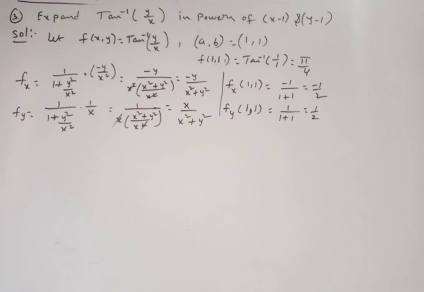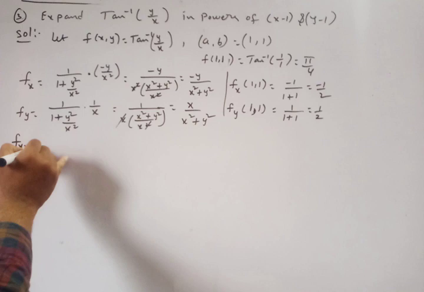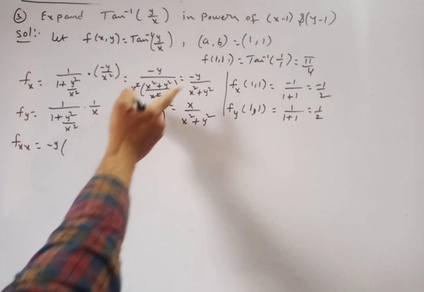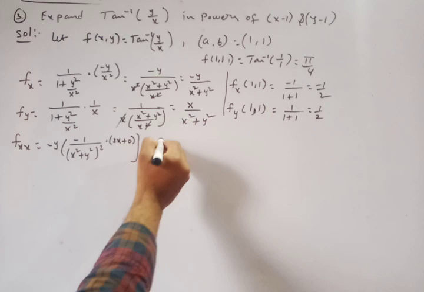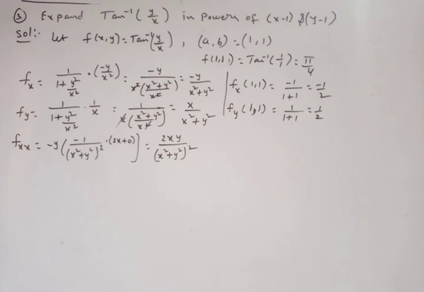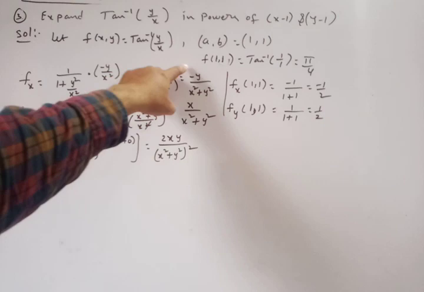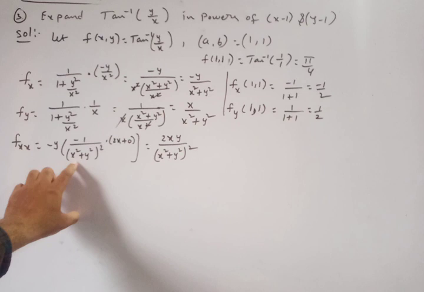Next, what we have to find? f double x. So, again differentiate with respect to x here. Minus y is constant, so 1 by x will give you minus 1 by x square plus y square whole square into chain rule differentiation of this part: x square gives 2x and y square is 0. So what I get here is 2xy by x square plus y square whole square. Again, minus y is constant, it is in the form of 1 by x, whose differentiation is minus 1 by x square. Chain rule differentiation of x square is 2x and y square is 0. So minus into minus, plus 2xy we got.